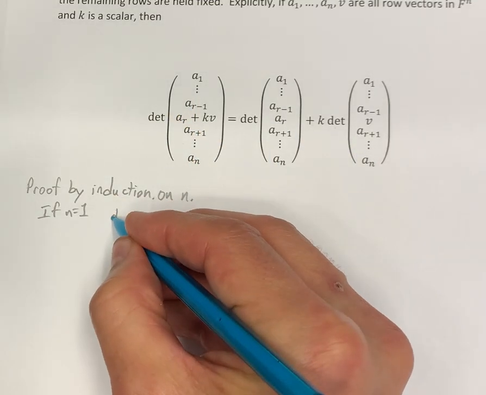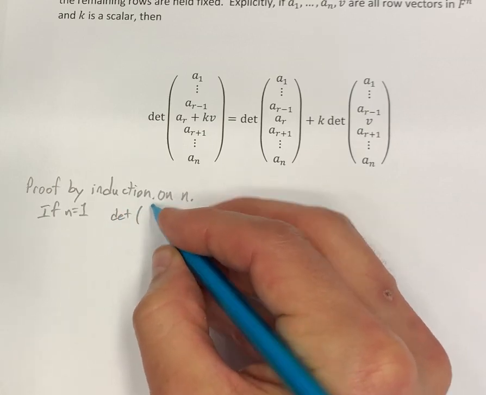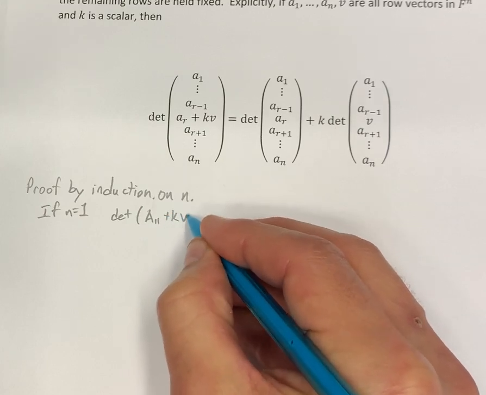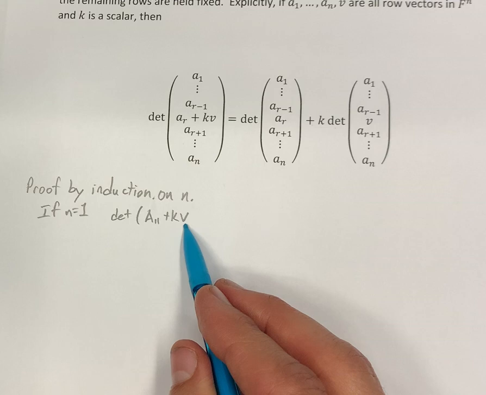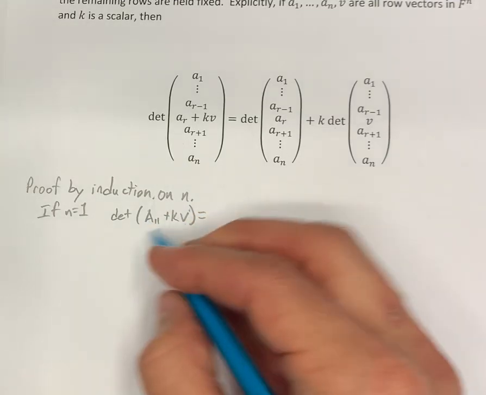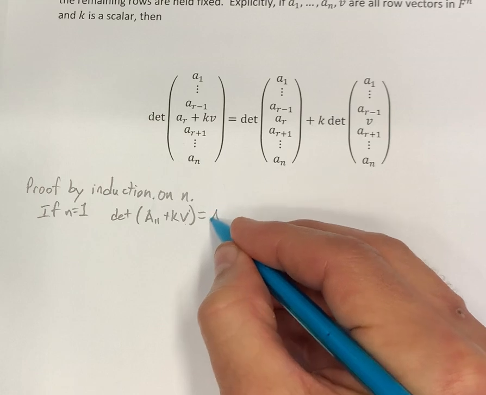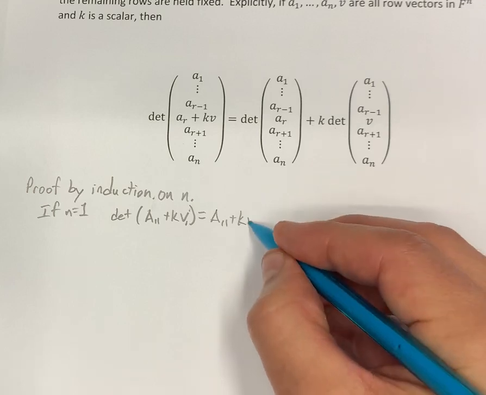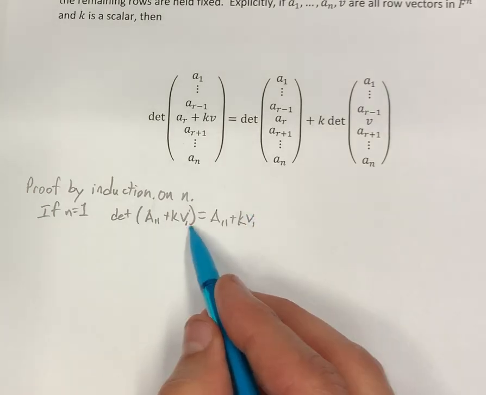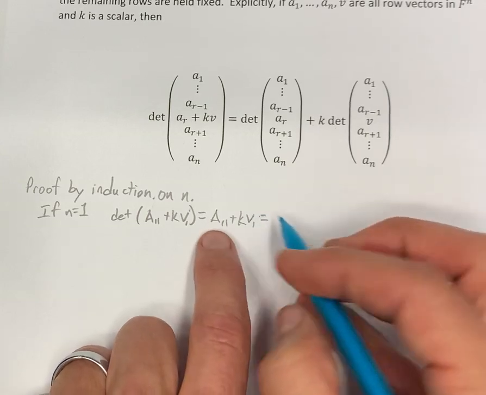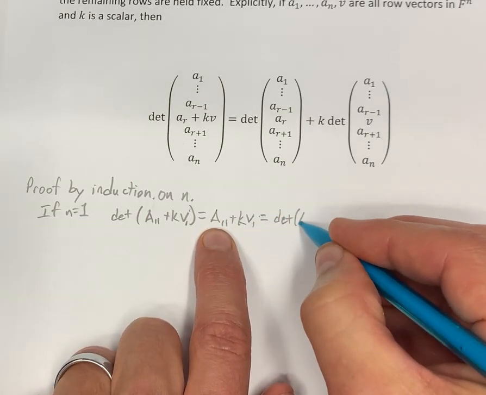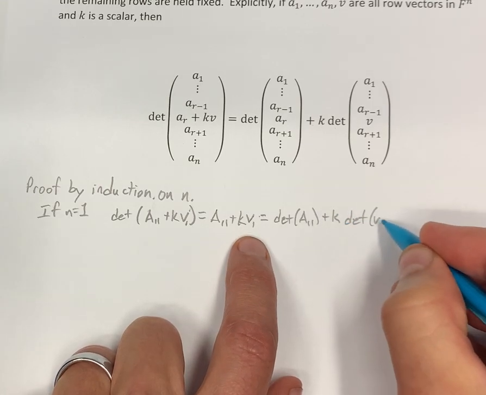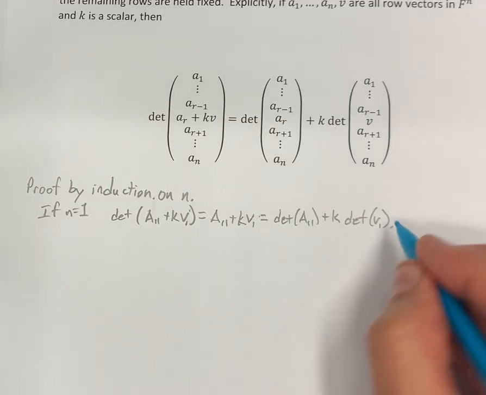Well, then the determinant would be just a single entry, a11 plus k v. V would be a vector of length 1, so that's just a scalar. The definition of determinant on a one-dimensional vector is just a11 plus k v1. That's what happens in one dimension. But of course, this is just the determinant in one dimension plus k, a scalar, times the determinant again in one dimension. So it's a little silly, but clearly it holds, okay?